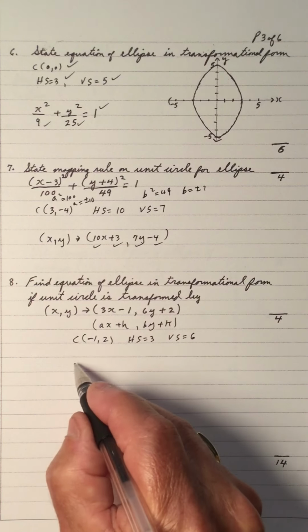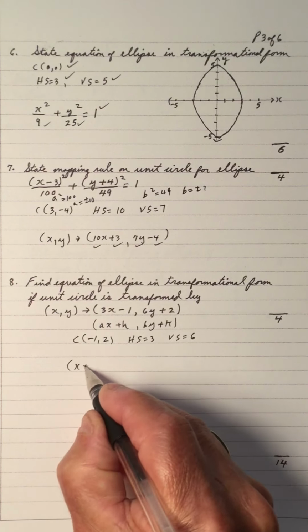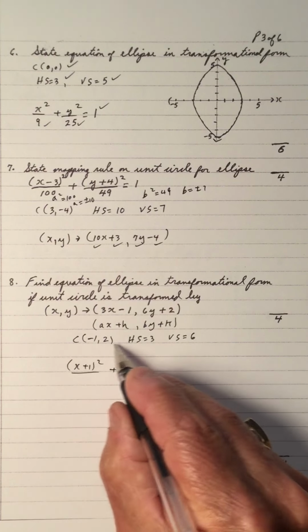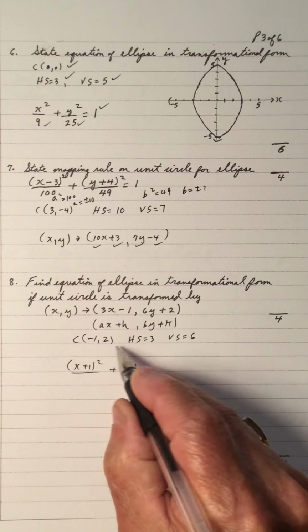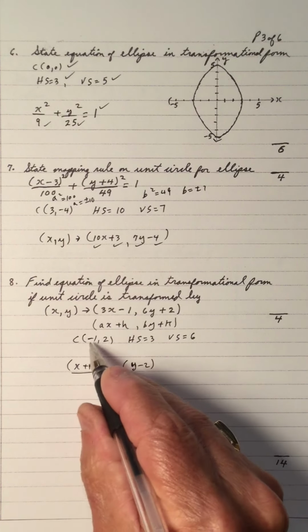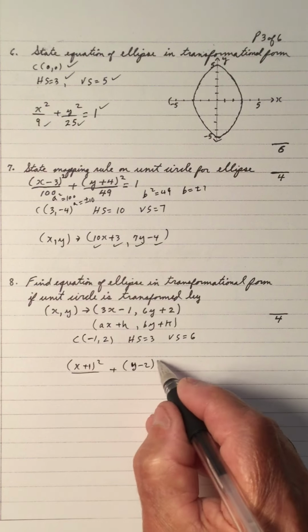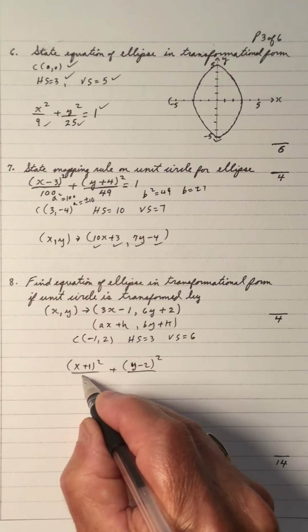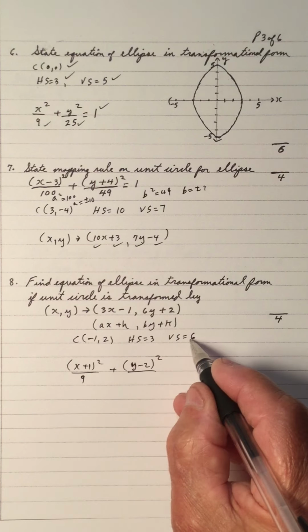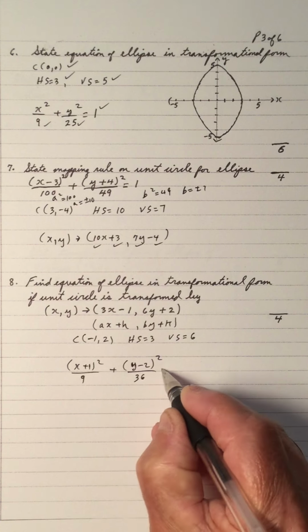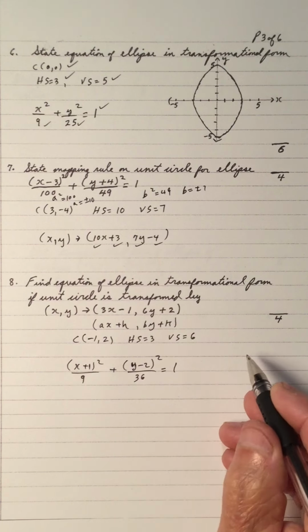So the equation is x plus 1 all squared. And we'll do y, which is the opposite. Don't forget it's the opposite of these. So that's a minus, that's a plus, that's a plus, that's a minus squared. And the horizontal stretch is 3, so 3 squared is 9. The vertical stretch is 6. The vertical is on the y, so 6 squared is 36, equals 1.